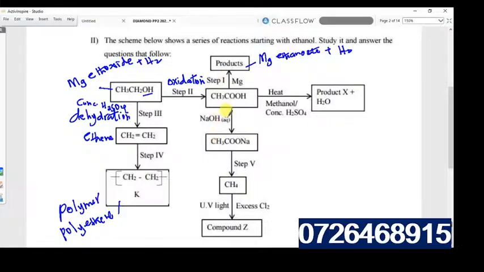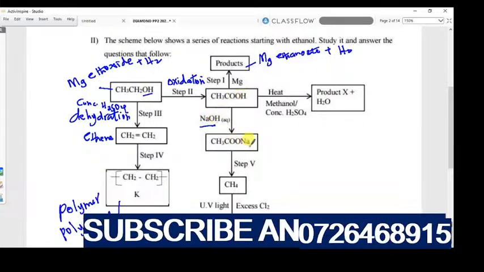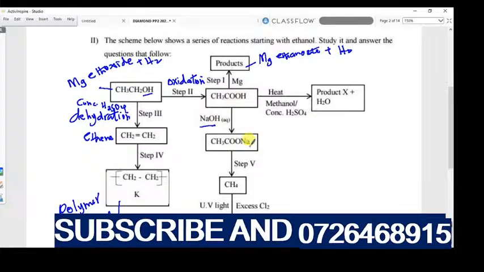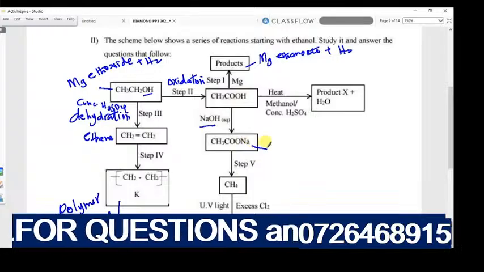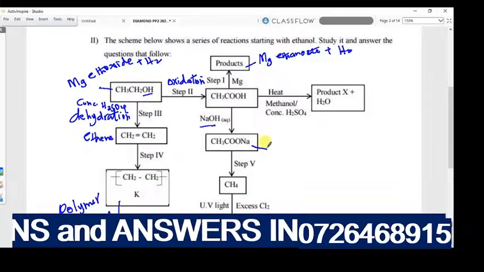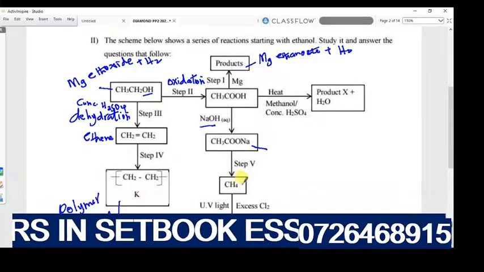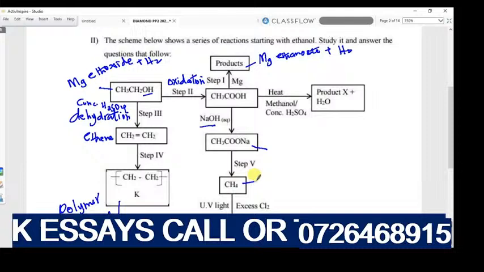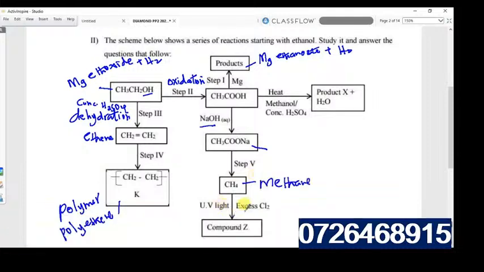Now, the next step: ethanoic acid is reacting with sodium hydroxide to form sodium ethanoate. Sodium ethanoate is undergoing a step to form methane. The process here, in excess chlorine, forms compound Z. So which step is this process, where we use UV light? It is called substitution.